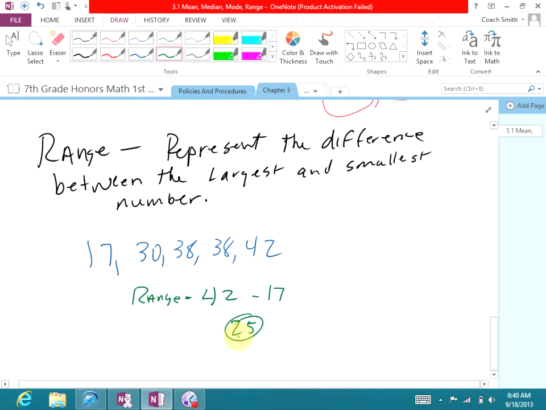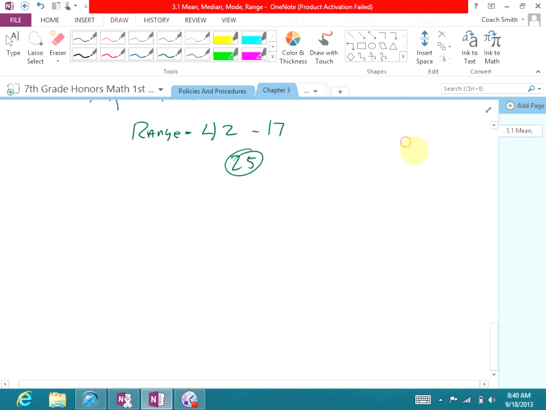All right, now, let's look at one that does have decimals in it for our last example. Let's see here.